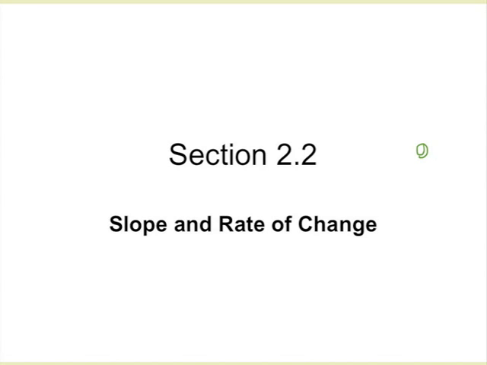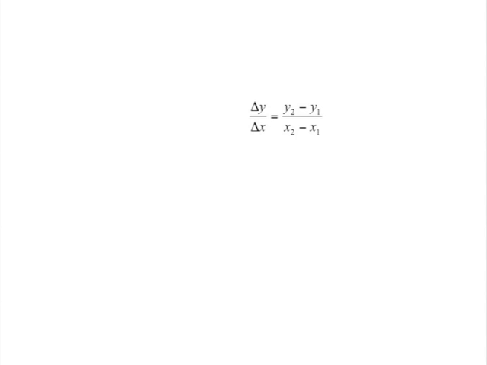Today we're going to look at section 2.2, which is about slope and rate of change. Rate of change is really just another way of saying slope. This is our formula for slope. Those triangles mean a change in, so this is a change in y divided by a change in x. In our equation we can do the difference between two y values over the difference between two x values.